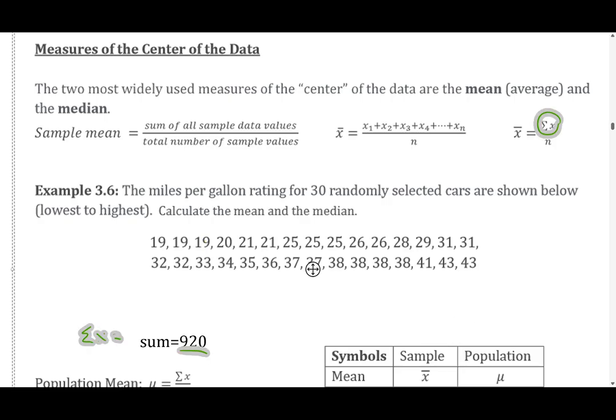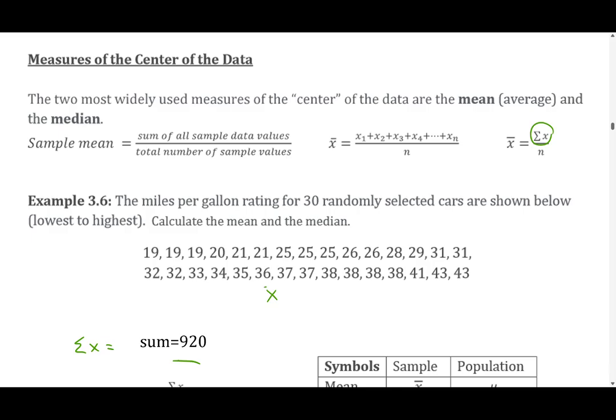In order for us to calculate the sample mean, x bar, we are going to take 920 and divide it by the sample size. In this case, the sample size, lowercase n, is 30, so we do 920 divided by 30. If we do this calculation in a calculator, we will get 30.6 repeated. So x bar is 30.6 repeated, or 30.7. Again, x bar is the sample mean.